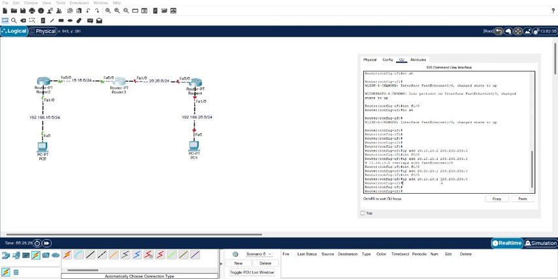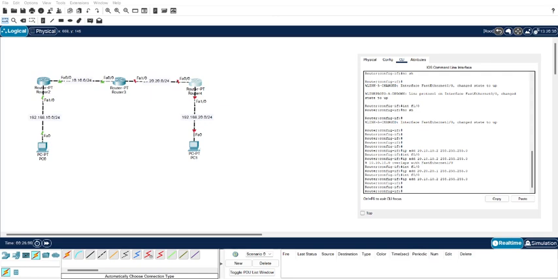IP at 10.10.10.2. This is for the left gateway and this is for the right gateway. There was a technical issue: I added 10 on the right and 20 on the left. So I turned back and resolved the issue. Okay, now let's head to router number 4.